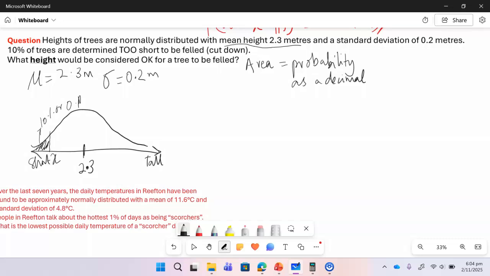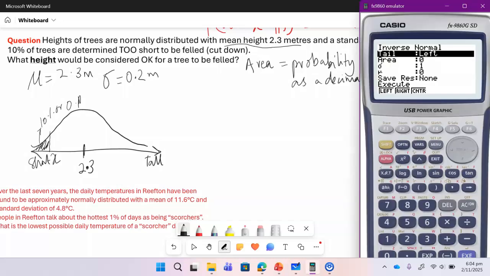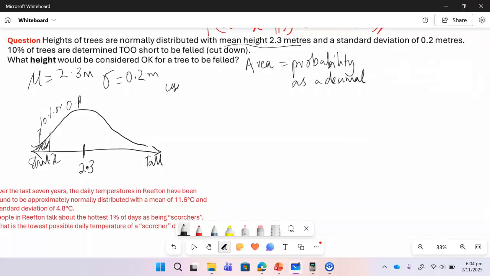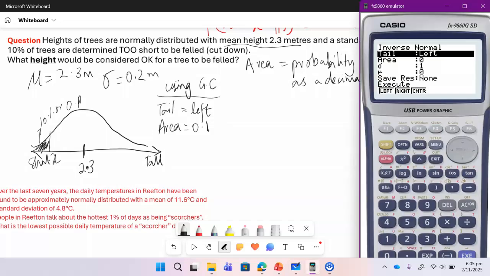Alright. So here's what you're going to do in your graphics calculator. It's always good to let the examiner know what you are thinking or putting into your graphics calculator because we can't see, right? You could say something like, using graphics calculator, my tail is to the left. That is because we're looking at this left side of the curve. And area is 0.1. Remember I said area is the probability that's given to you in the question. Mean and standard deviation are just 2.3 and 0.2. So we're just going to put those in here.